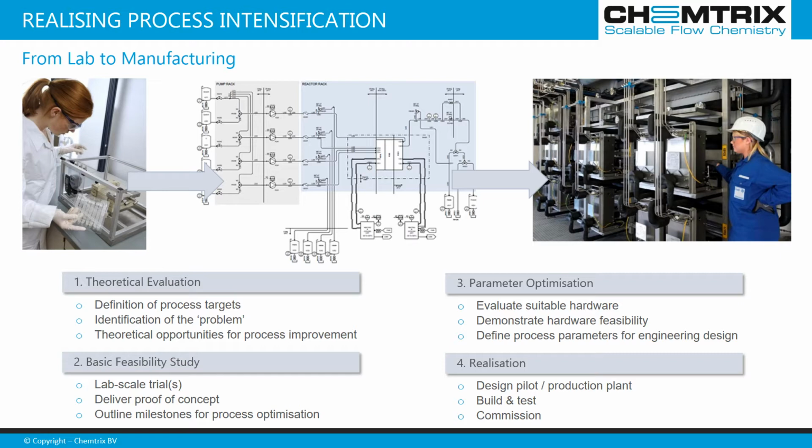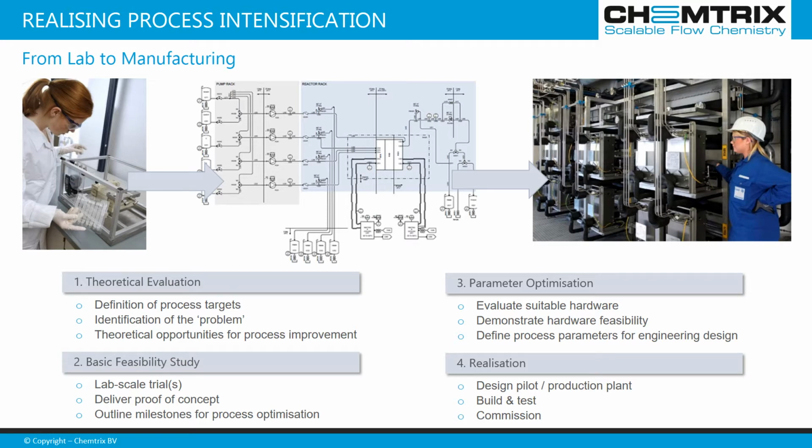We then move on to a basic feasibility study. This will involve lab scale demonstrations, and the goal is to deliver proof of concept on the theoretical evaluation. We look to, at the outcome of this, outline milestones for process optimization, which will take place in a subsequent step. And this is typically a go or a no-go stage for a flow process development.